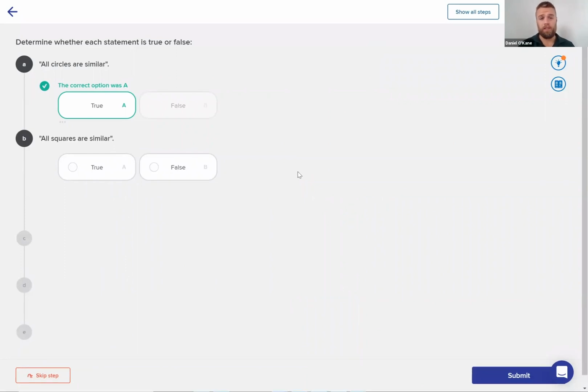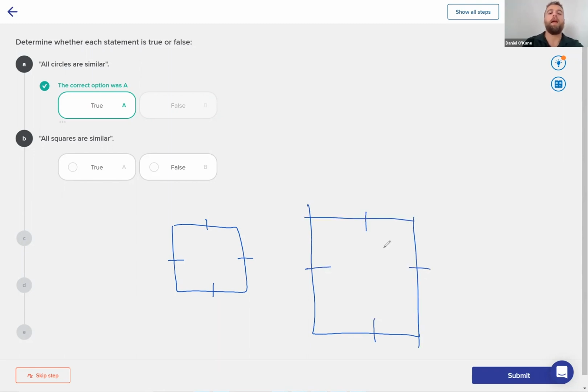Are all squares similar? True or false? So squares also really only have that one dimension, right? That one side length. Remember, the square is a special type of rectangle where all the side lengths are congruent. They're all the same length, okay? So then, just like with the circle, you can multiply that side length by any scale factor to create another side length. So then that's true, right?